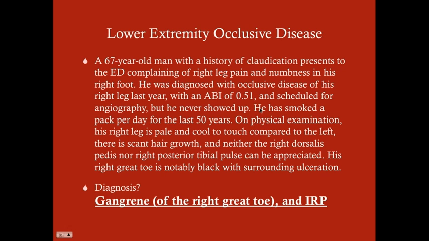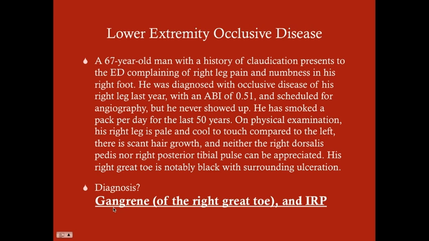And remember, with the ABIs, ischemic rest pain is usually in the 0.2 to 0.49 range. Intermittent claudication is in the 0.5 to 0.99 range. So this guy was already in a lot of trouble last year. He didn't get his angiography, didn't get any surgery, which he was certainly indicated for, and now he's progressed to where he's put his limb in serious danger.